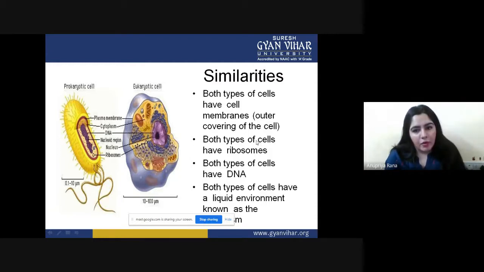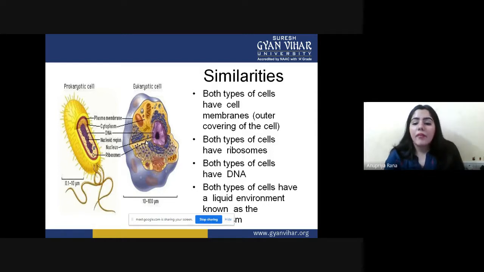Both types of cell have ribosomes. The prokaryote cell has ribosomes, and the eukaryote cell also has the ribosome. Both types of cell have DNA, meaning both cells carry genetic material, because without genetic material the cell cannot live. The cell has to work on some instructions, and these instructions come from the DNA unit. So that's why both cells have DNA as their genetic material.